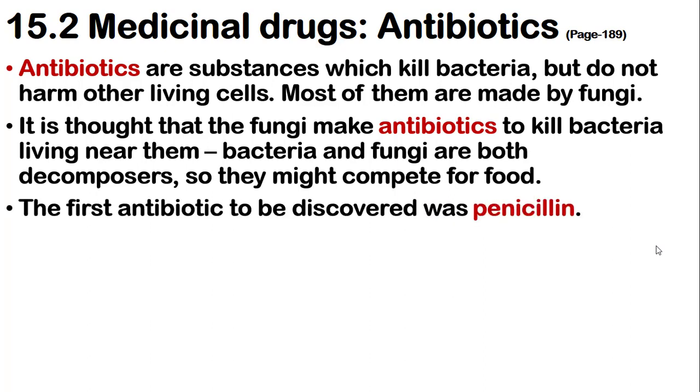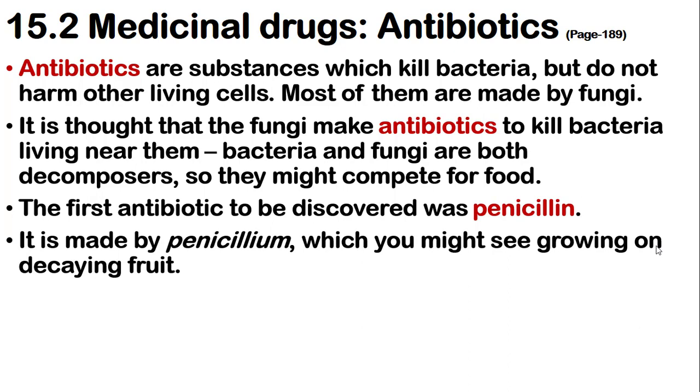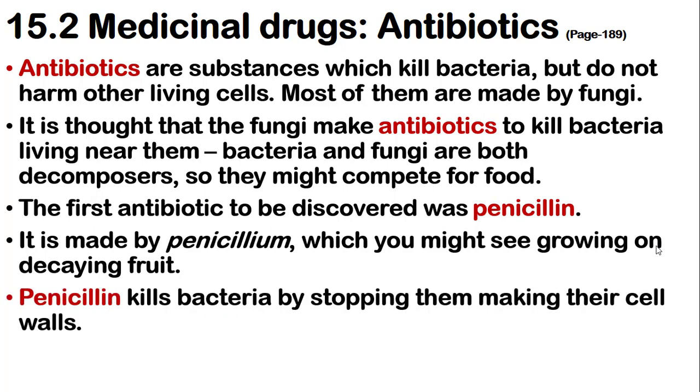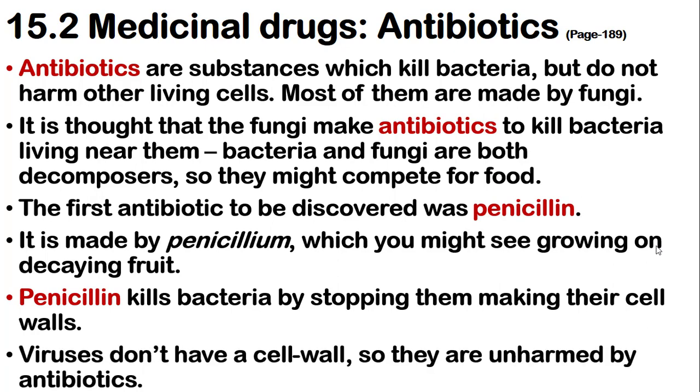Next, the first antibiotic to be discovered was penicillin. Penicillin is an antibiotic produced by penicillium. It is made by penicillium, a fungus which you might see growing on decaying fruits. Penicillin kills bacteria by stopping them making their cell walls. Viruses do not have a cell wall, so they are unharmed by antibiotics. For example, you cannot cure a viral infection with antibiotics because viruses do not have any cell wall. Therefore, you cannot use antibiotics to kill off viruses or stop viral infection.